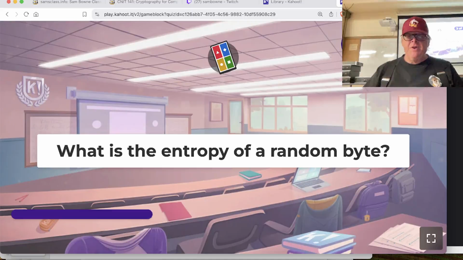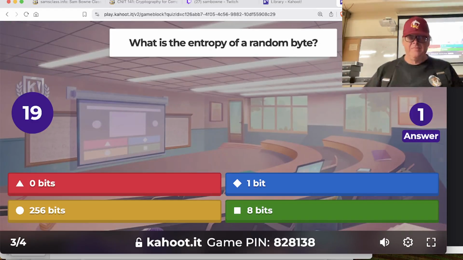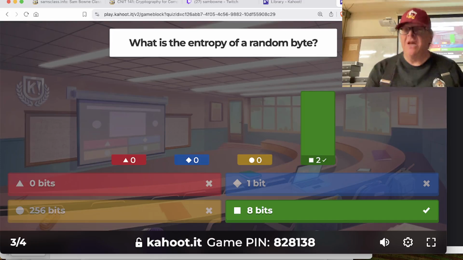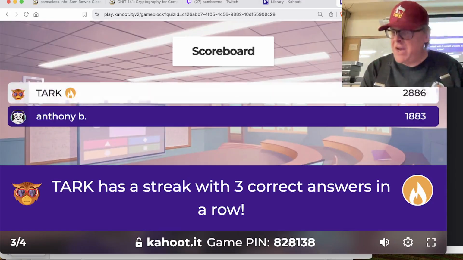All right, what's the entropy of a random byte? That's 8 bits, right? You have 8 bits of data there. All right, 8 bits of information there.